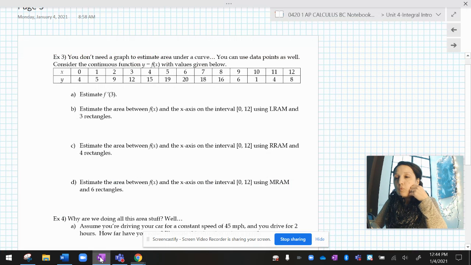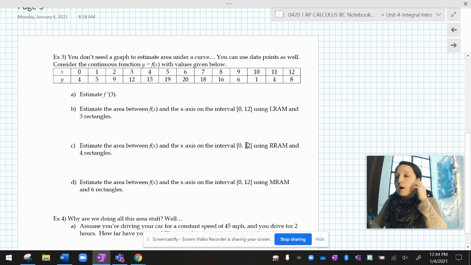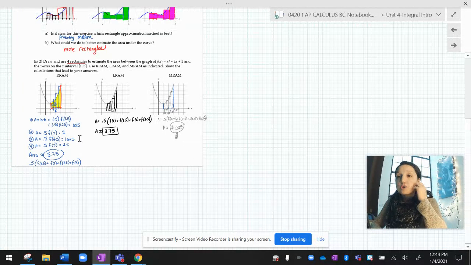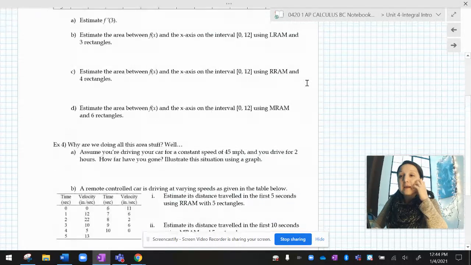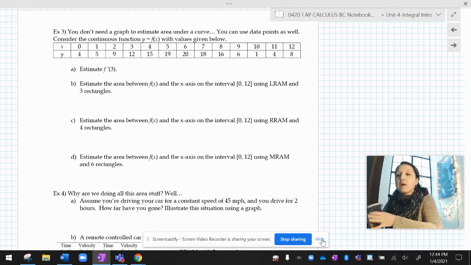Hello, everybody. We are going to start on the second lesson about rectangle approximation methods. You should have already watched a video about RRAM, LRAM, and MRAM that got us through one page of notes. And now we are going to the second page of notes. Look at that. So we are going to be here on example 3. You should probably have a calculator nearby. I have mine, and I'll probably be using Desmos on the screen.